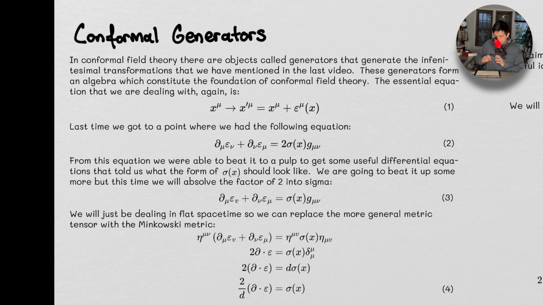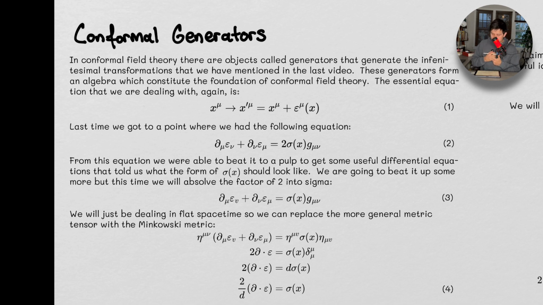But the essential equation that we're dealing with again is this one right here, where we're changing space-time coordinates, and the space-time coordinates are changed by a small infinitesimal value, and that is encoded in this term right here. Last time we got to a point where we were able to show this, and from this equation we were able to beat it up to get some useful differential equations out of it, which told us what the form of sigma should look like.